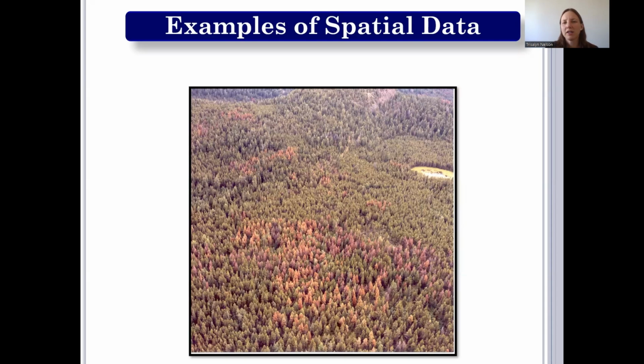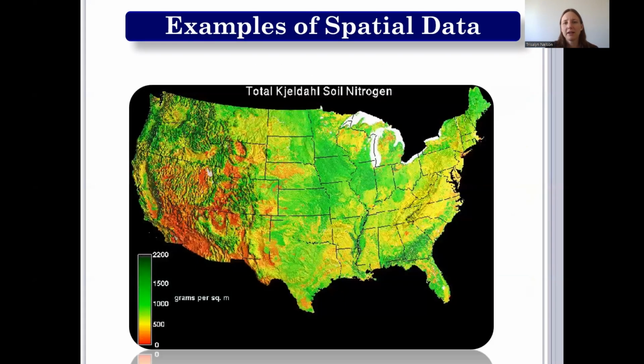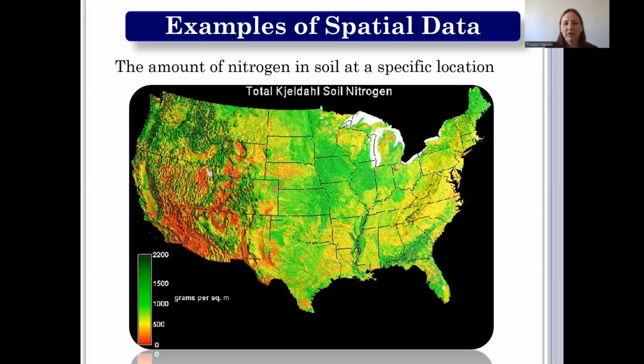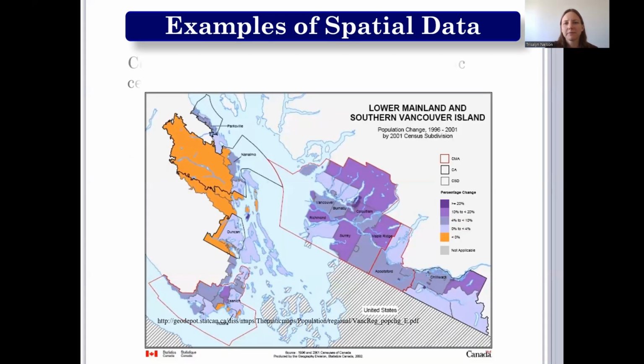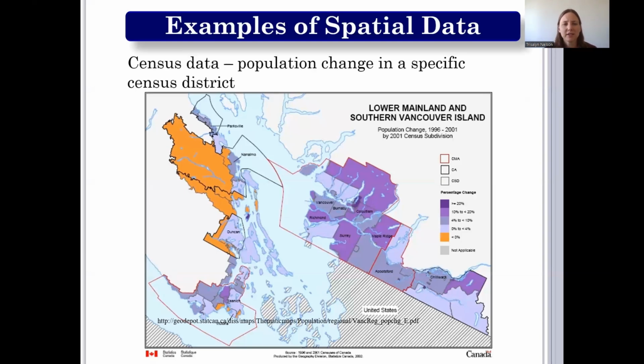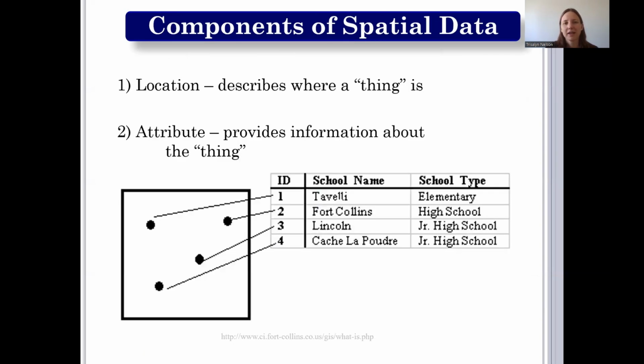It could be data on everything from where individual trees are, to data on a variety of different kinds of soils. So this is national level data. Could be data on census districts. We use census data a lot in GIS science. So you'll get exposed to a lot of different kinds of data. But really, the key thing is that spatial data, geographic data, have location information.